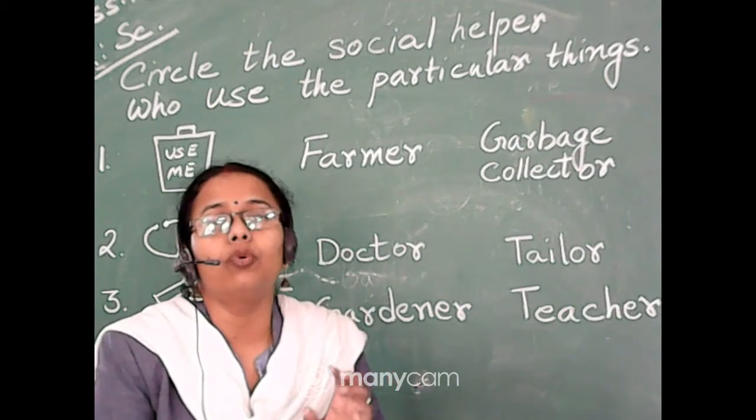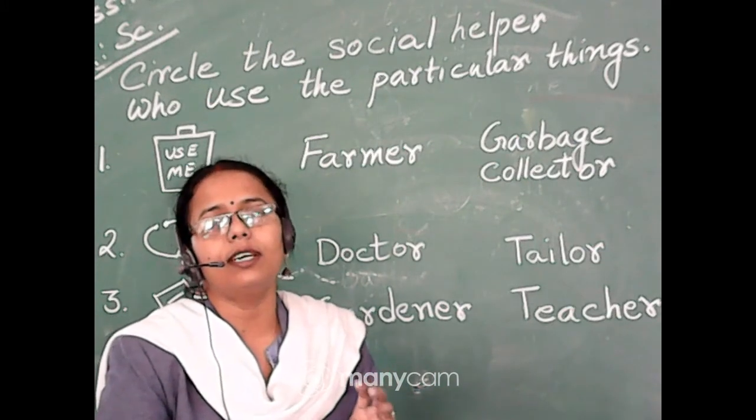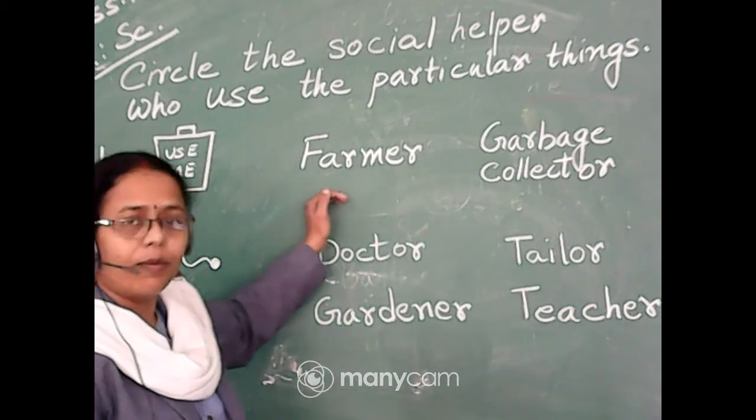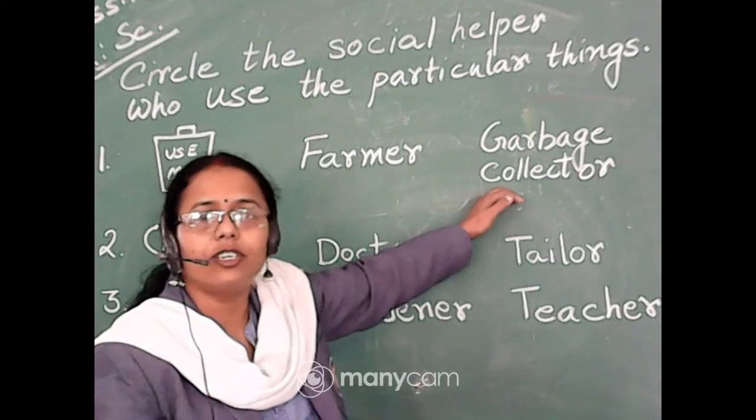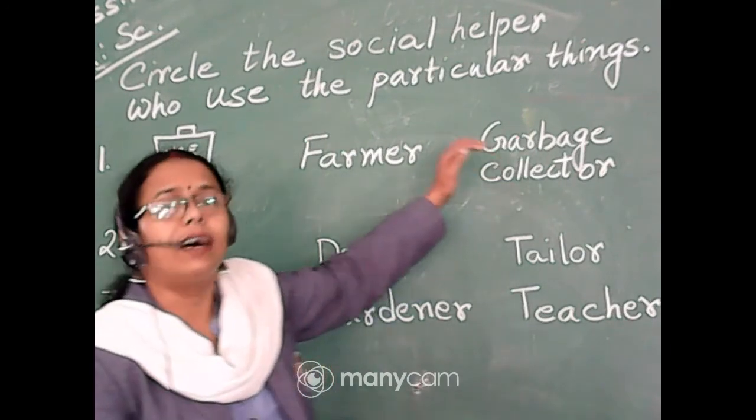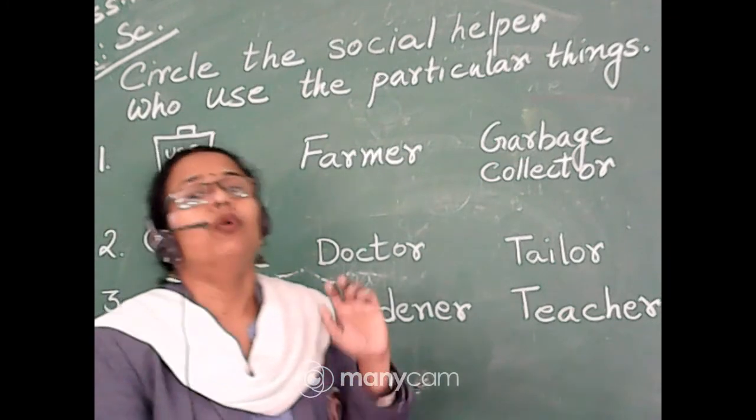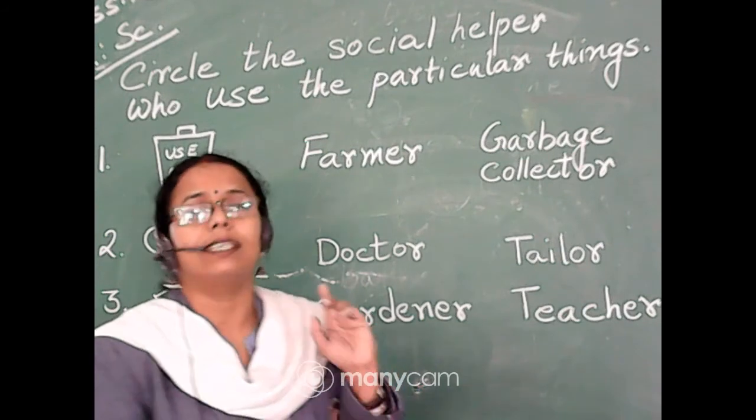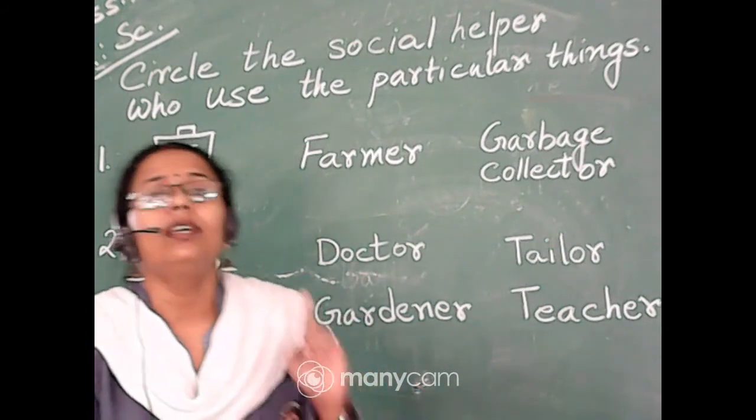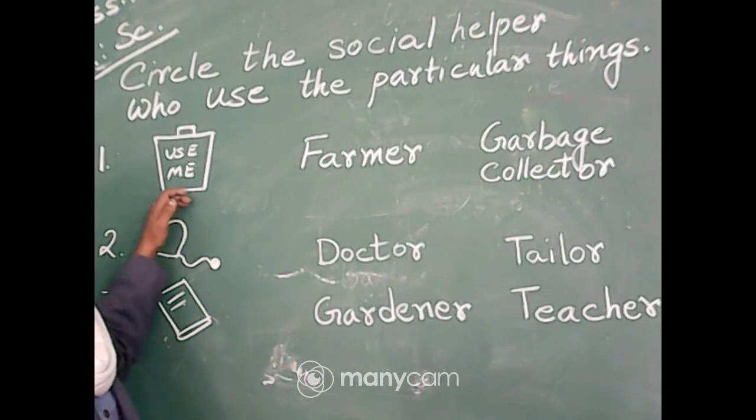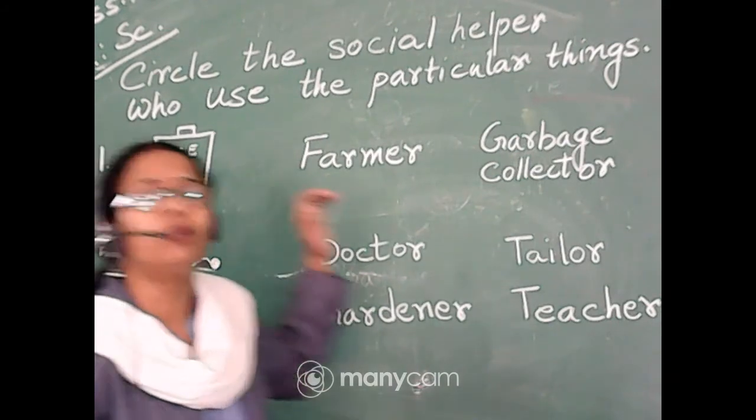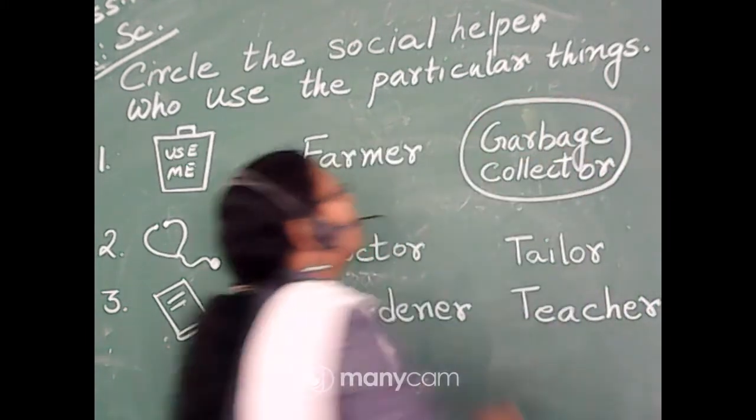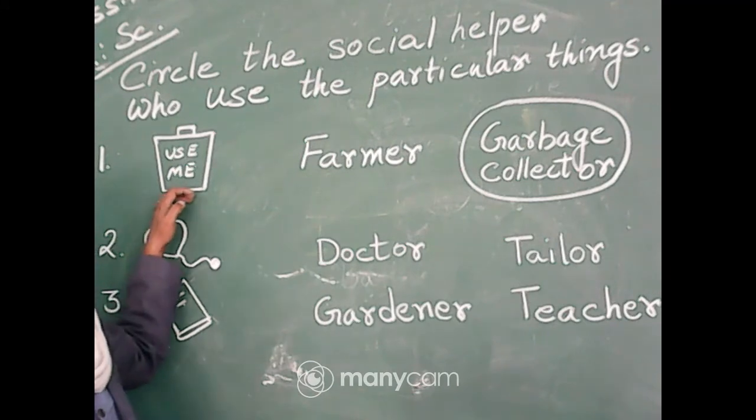Then who are those people who contribute their efforts in this particular work? Already we have learned it. So is it the farmer or the garbage collector? So, yes, the garbage collectors are the people who help us to keep our environment clean. And how do they help us? Regularly, without failure, they collect garbage from our homes and roadside. So, this is the particular social helper who works with this particular thing, right?